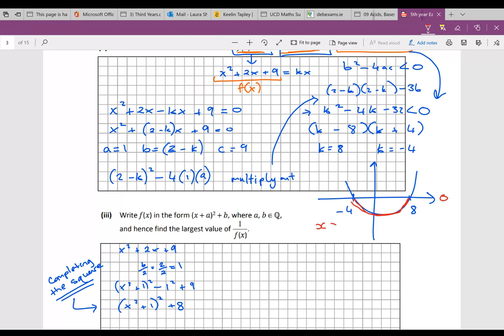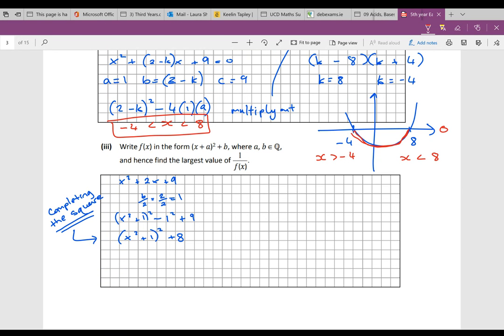So x greater than -4, x less than 8. And you can write that if you want as -4 is less than x is less than 8. You can write that as a combined inequality if you want.